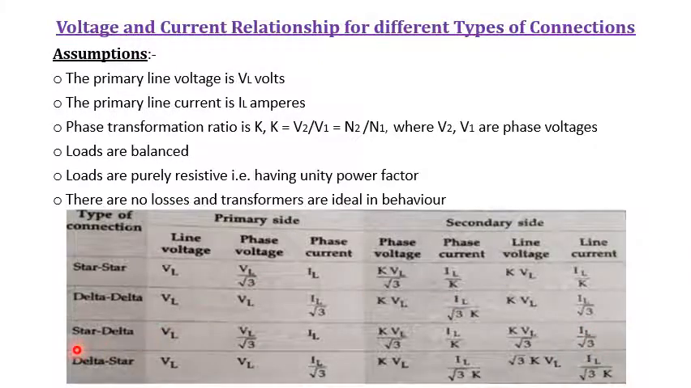Now in case of delta to star configuration, again line voltage is assumed as VL, phase voltage is again VL, phase current is IL divided by root 3. Then on the secondary side, phase voltage is K into VL, phase current is IL divided by K, line voltage is root 3 K into VL, then line current is IL divided by K. So this is the primary and secondary side voltages and currents, both line voltage, phase voltage, line current and phase current in different configurations.